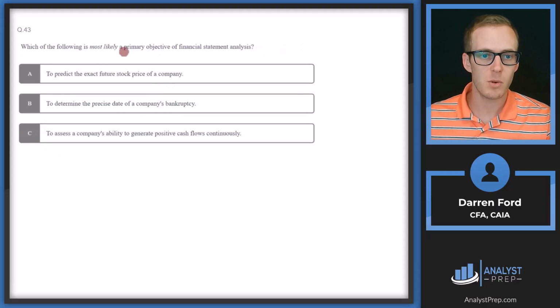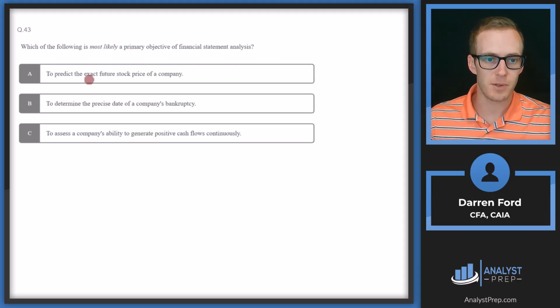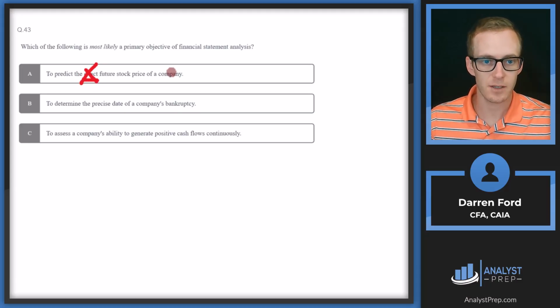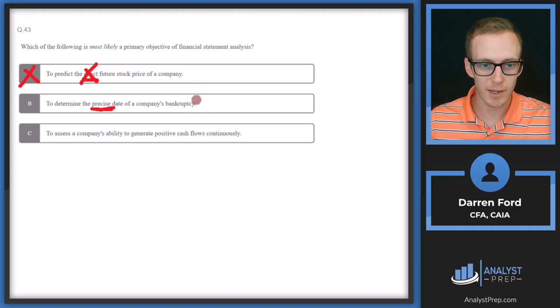Answer A. Which of the following is most likely a primary objective of financial statement analysis? Is it A, to predict the exact future stock price of a company? We are not going to be able to predict the exact stock price of a company, so we can rule out A. B, to determine the precise date of a company's bankruptcy. Again, similar to A, we're not going to be able to predict a precise date of a company's bankruptcy. We're doing financial statement analysis to inform us about the condition of the company and how well they're doing and if they're growing. We're not looking to make exact predictions or precise predictions here.